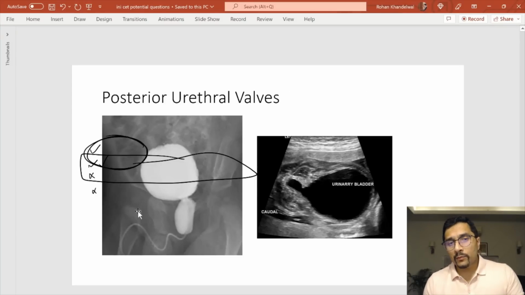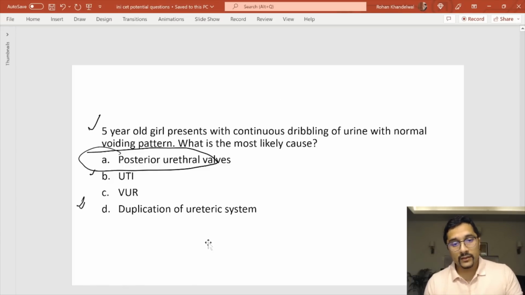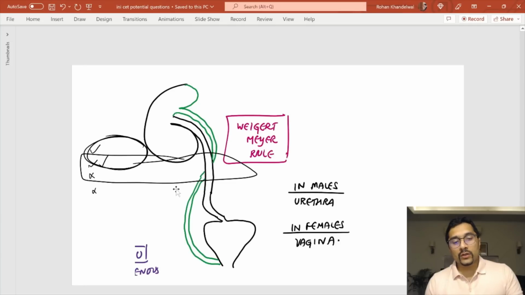You should also know about posterior urethral valves where you will get the keyhole defect. And you should also know about ectopic ureter. In an ectopic ureter, you should know about Weigert-Meyer rule. Weigert-Meyer rule is that the ureter which is draining the upper part of the kidney will open more distally and medially as compared to the ureter which is draining the middle and the lower part, that opens normally.